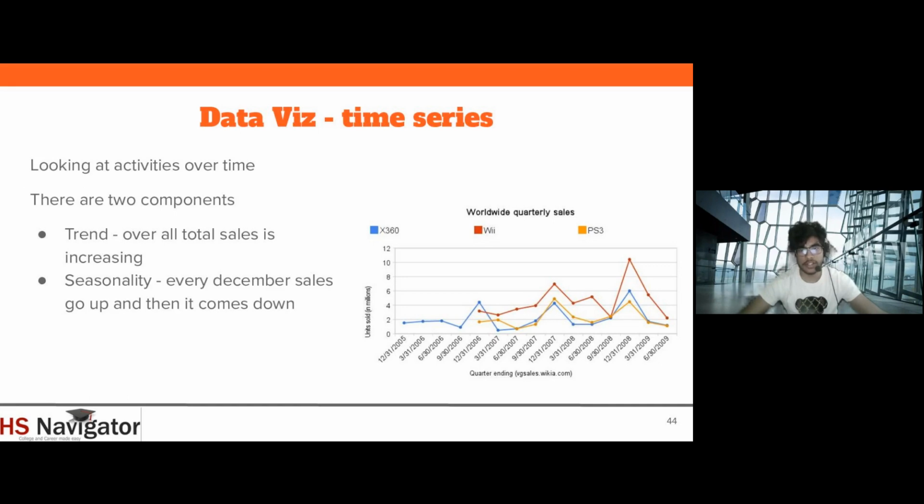And as you can see, that is a valid conclusion that every December the sales go up and then it comes down. And then you can also perform other analyses on that and try to find out reasons for that. For example, a lot of people might be buying gifts for Christmas or the holiday season, which could be a possible explanation for that jump.